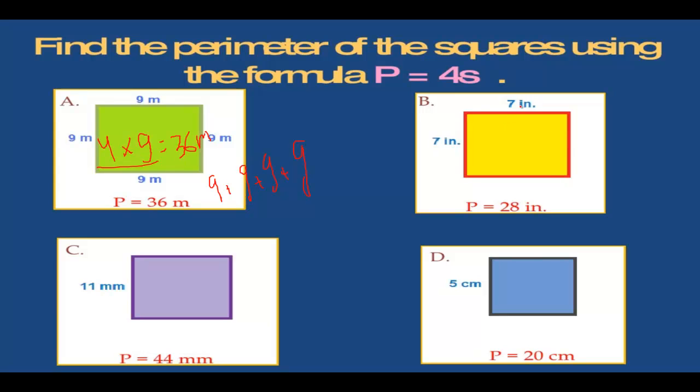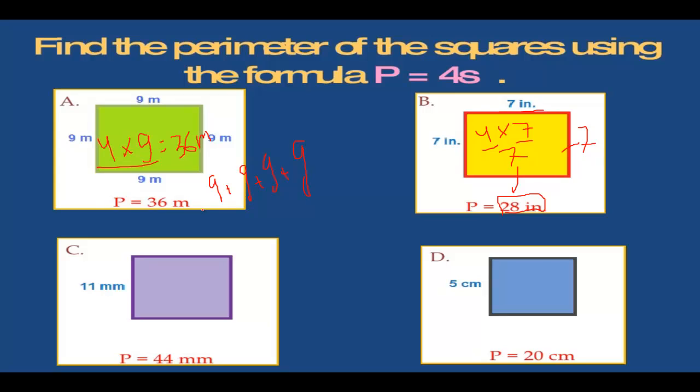Let's see this one. If you have a square, the side length is equal 7, and here is 7, and here is also 7, and here is also 7, right? So the side length here is 7 inch. So we're gonna multiply 4 by 7. 4 multiplied by 7 is equal 28. But you must write the unit, of course. So the perimeter gonna equal 28 inch.